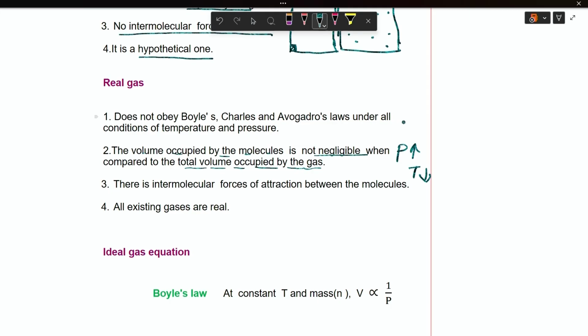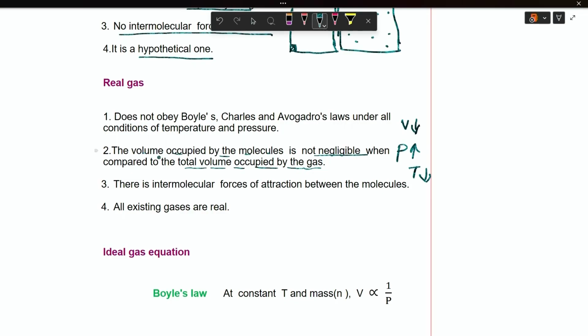Now, when they come closer, they are not very far apart, so their volume will also be low. We know that as pressure increases, volume decreases. So the volume occupied by the gas will be small. From a smaller volume, when we have to remove the volume occupied by the molecules, it cannot be neglected. So, for a real gas, it is not negligible.